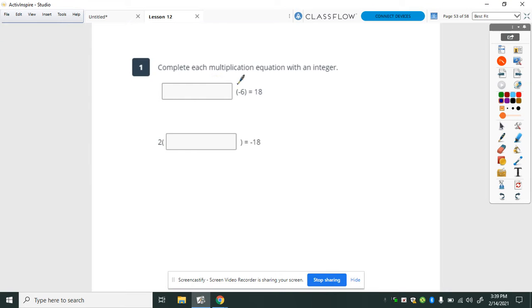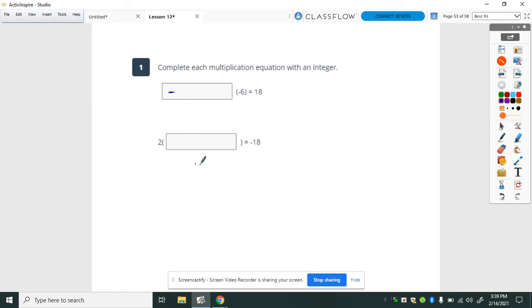Complete each multiplication equation with an integer. A number times -6 equals 18. Check it out. This 18 is positive, so you know this integer has to be negative. What number times 6 equals 18?